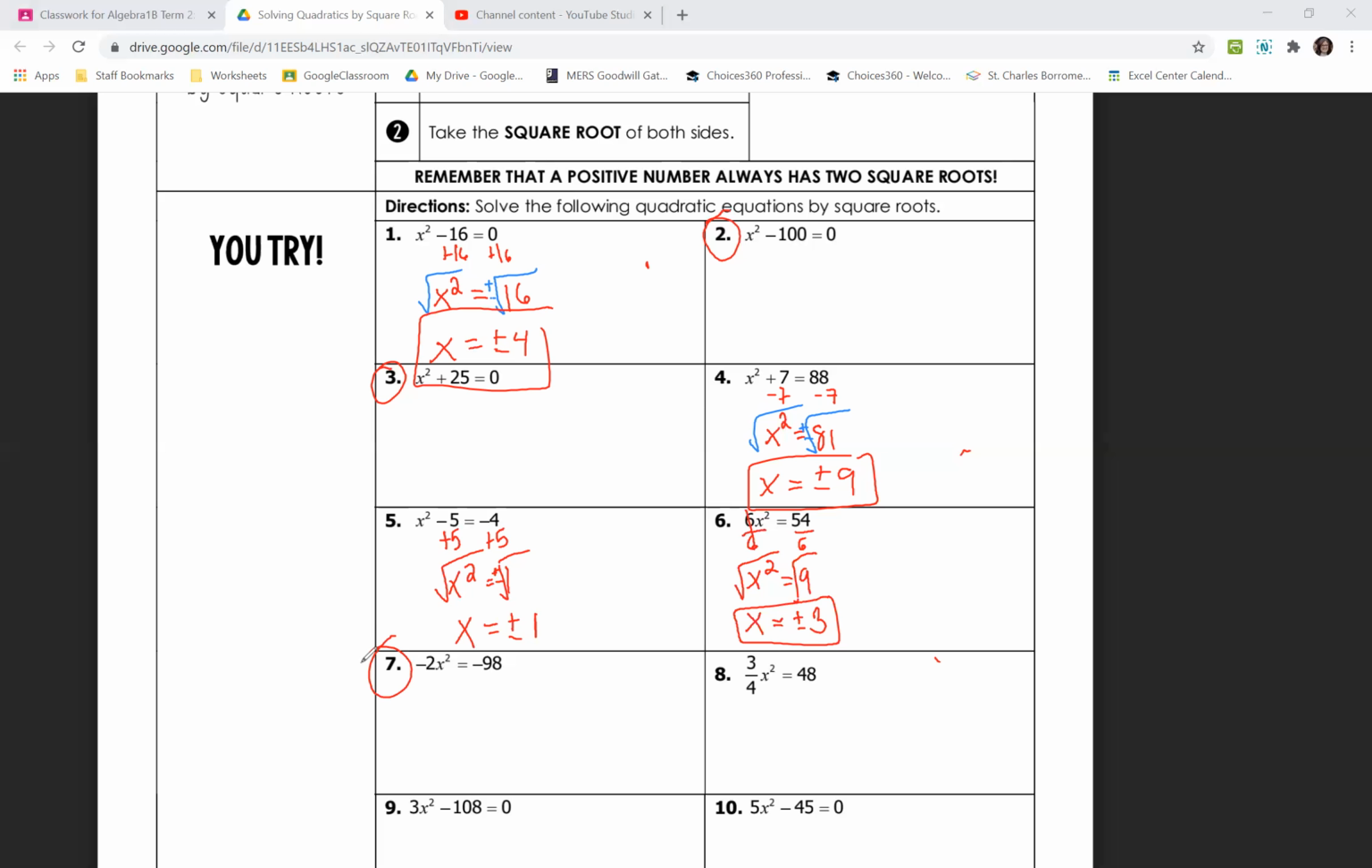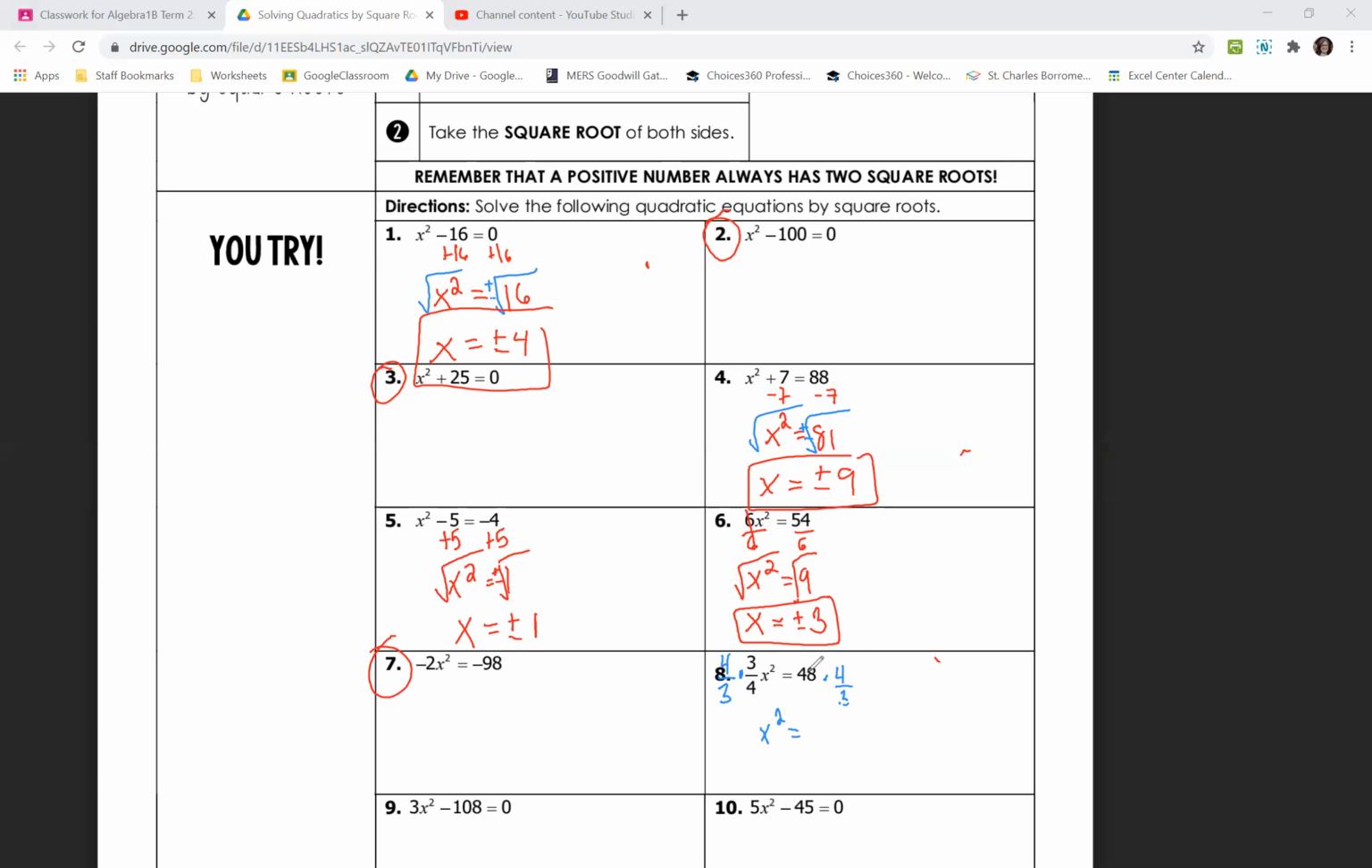Okay, number 8. So the easiest way to get rid of a coefficient that's a fraction is going to be multiplying by the reciprocal. Okay, and so maybe you saw this in Algebra 1A, but to get rid of this 3/4, what I want to do is I'm going to multiply it by 4/3. The reciprocal is just switching the fraction. So, but if you multiply that side by 4/3, you also have to multiply this side by 4/3. Okay, so what happens is you end up with 12 divided by 12, which is just 1. So 1 times x squared is still x squared.